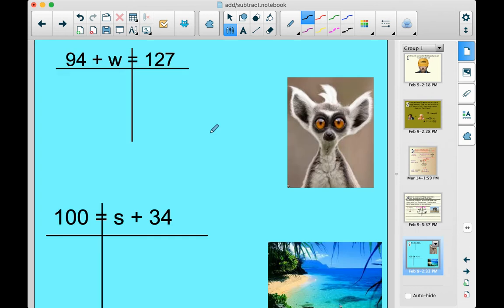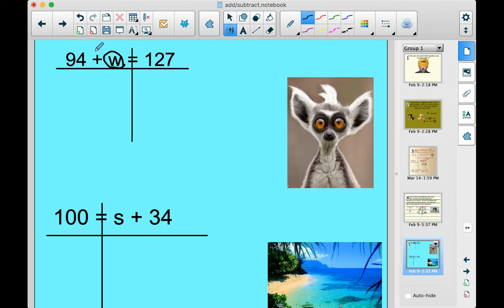Okay. All right, let's try. I'll try one of these and have you try the other one. So let's start with this first one. 94 plus w equals 127. Now again, the thing I'm trying to do is I'm trying to get the variable by itself. So I see a w over here, see a letter. I want that by itself, which means I have to take this 94 and I need to get rid of it.